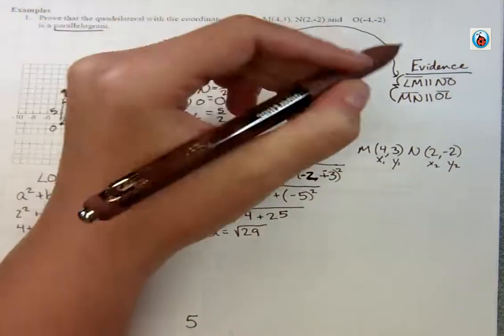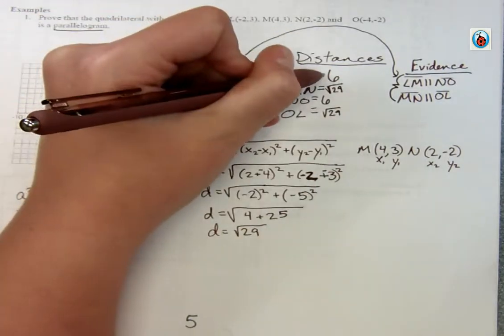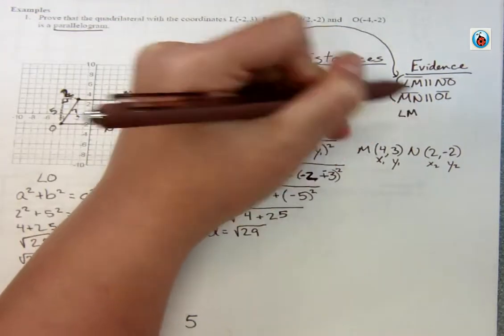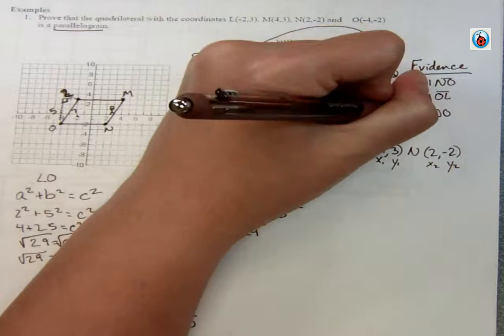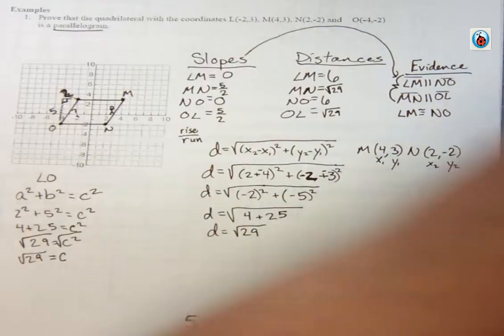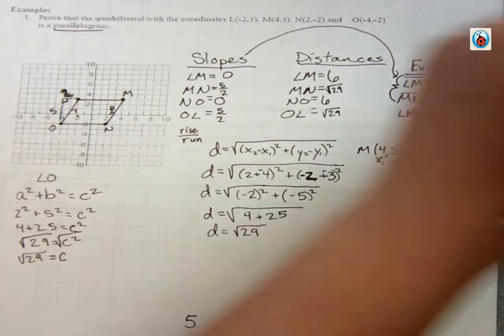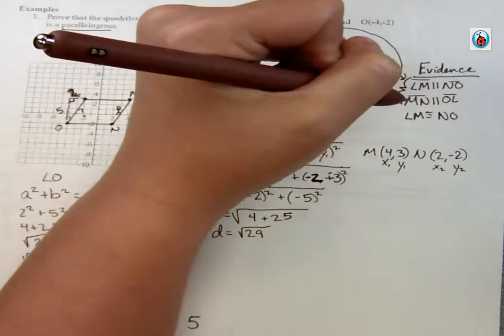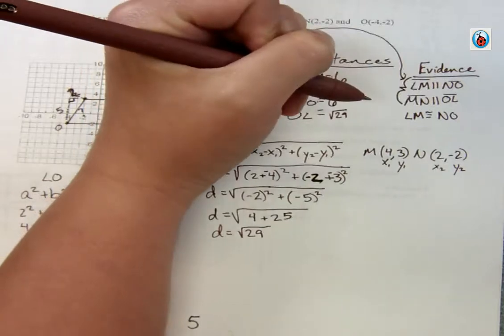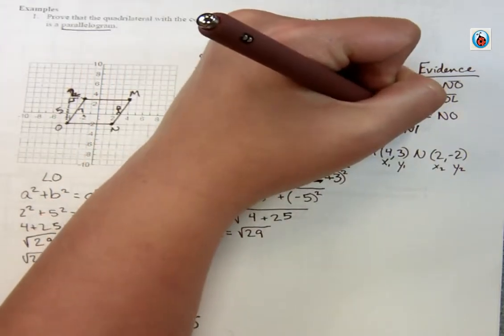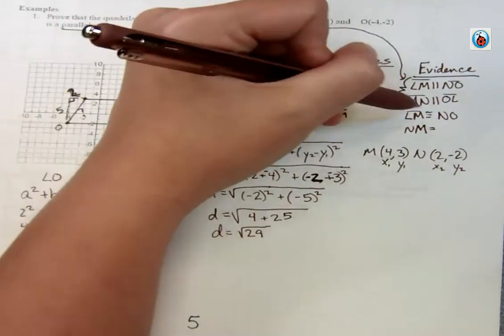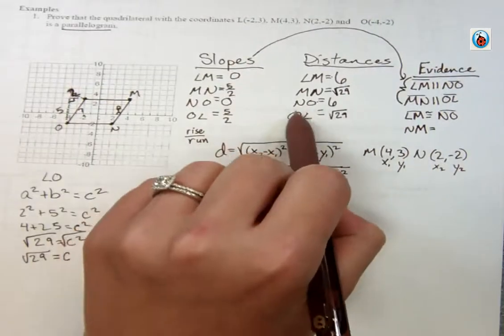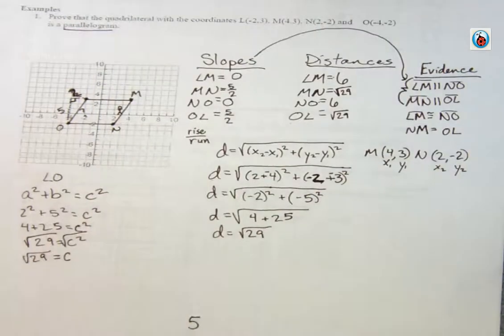And then from our distances, we're going to figure out two things. LM and NO have the same distance. That means they are congruent. Right? So MN, I accidentally wrote it backwards. MN and OL are going to be congruent.